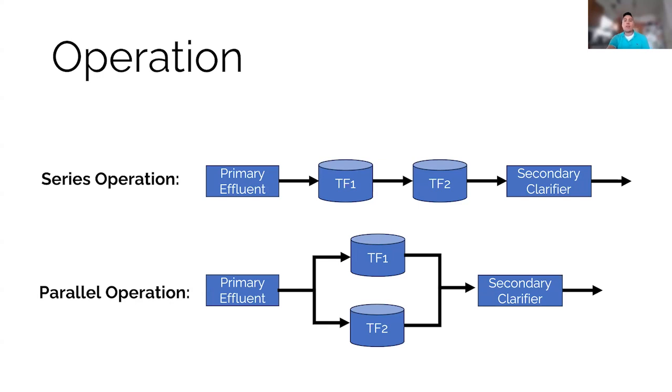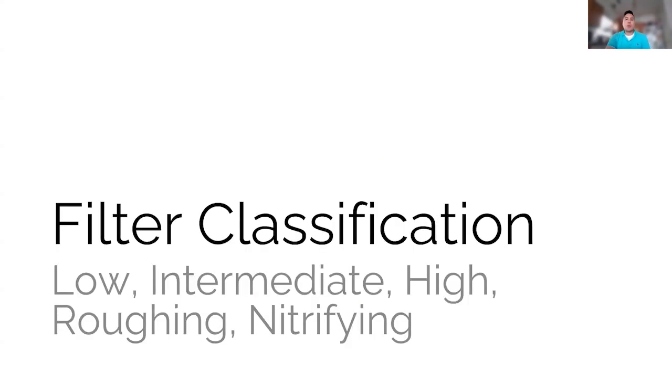Now, each individual plant is going to be different and have different design strategies, so changing the configurations can have different effects. So trickling filters are classified based on their applied organic loading rates or based on the kind of treatment that they do. And for the organic loading rate types, there's low rate, intermediate rate, and high rate.